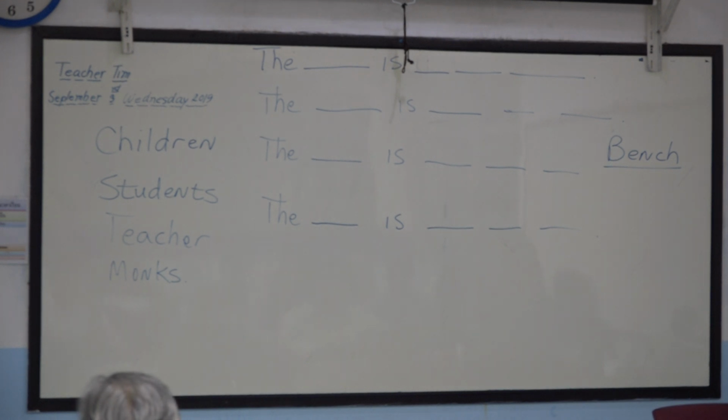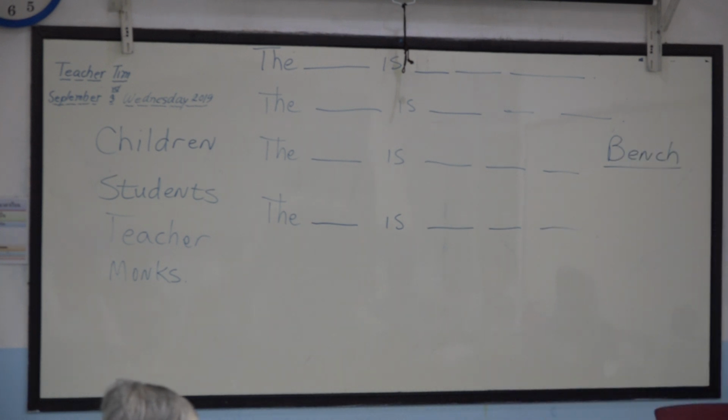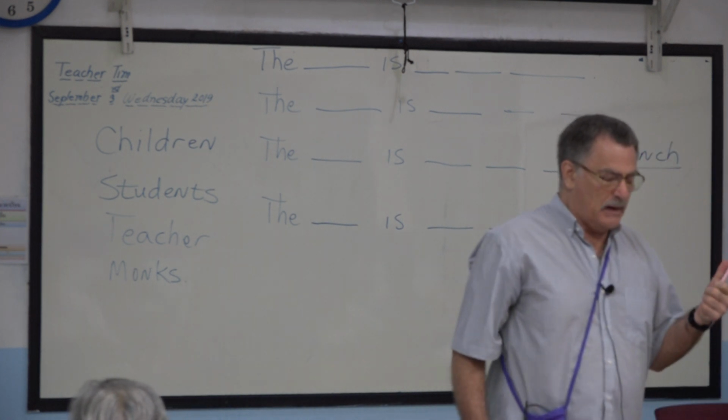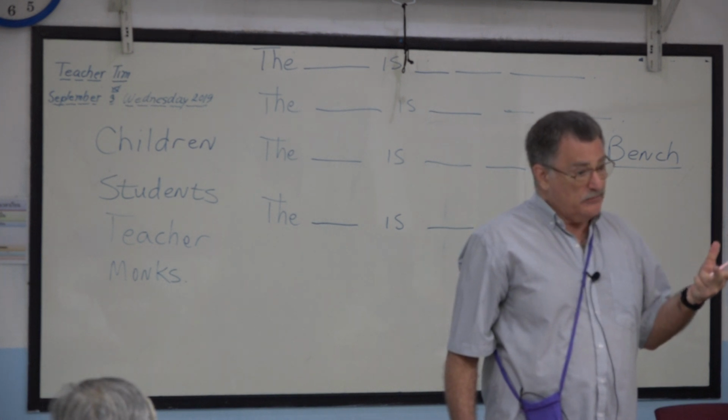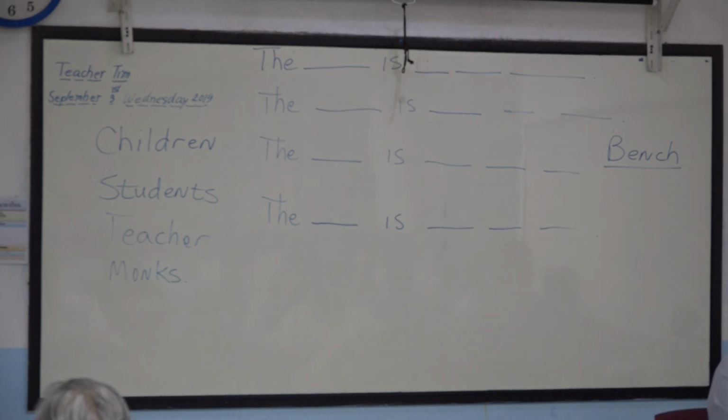What are they playing? Baseball. Very good. And yo-yo. And what else? Football. Okay. They are playing baseball, yo-yo, and football. Yes. Very good. All right.